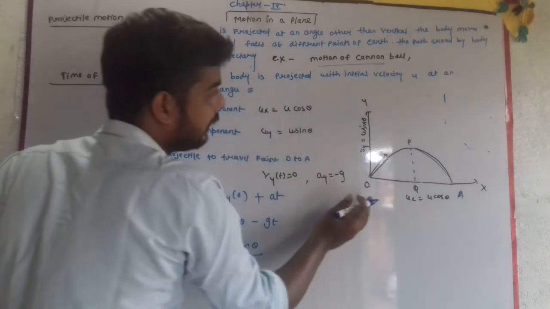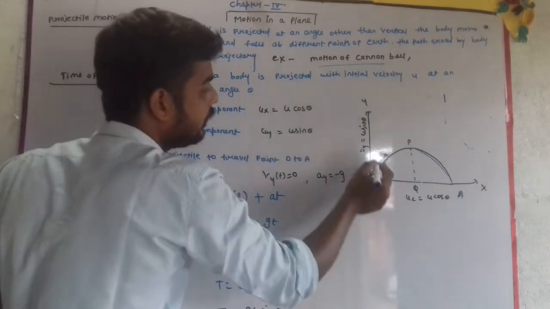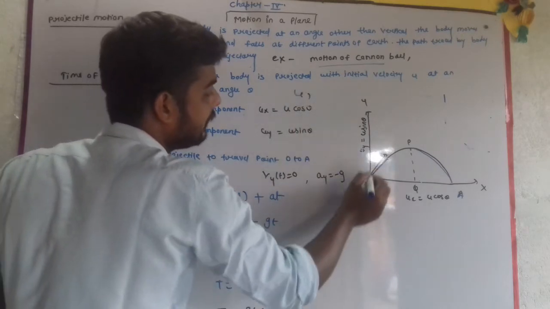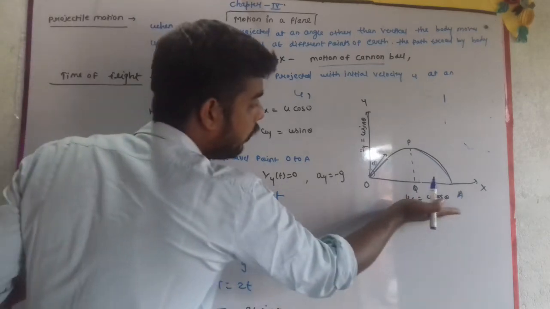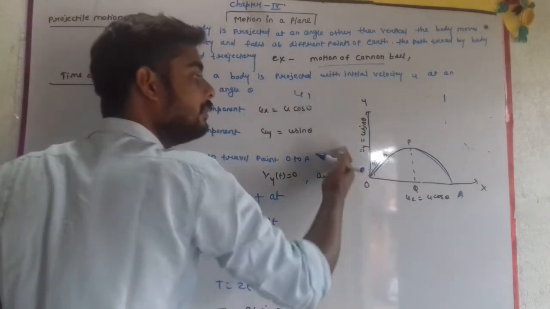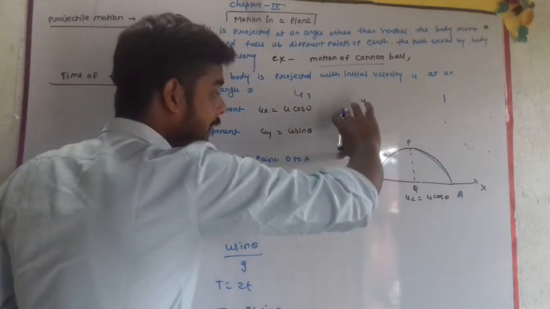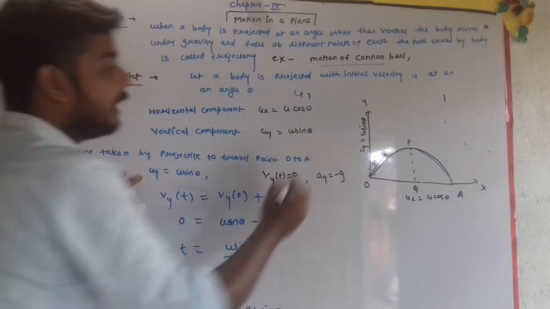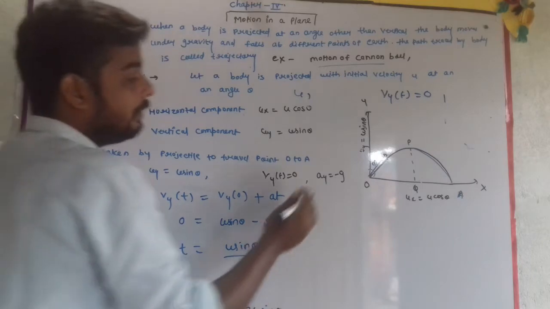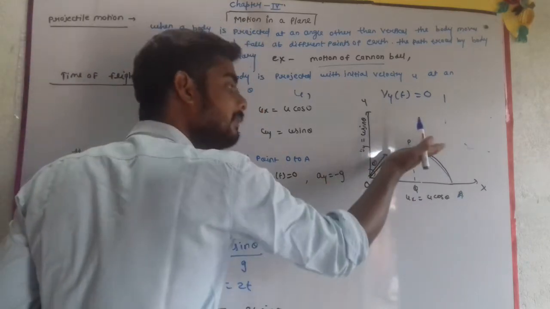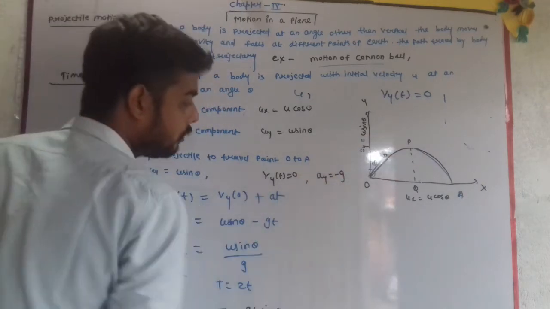Let a body be projected with initial velocity u at an angle theta. So we know that the horizontal component is u cos theta and the vertical component is u sin theta. At the top, vy equal to 0, and we take acceleration as gravity, because the body is moving under gravity. So we will take ay equal to minus g.